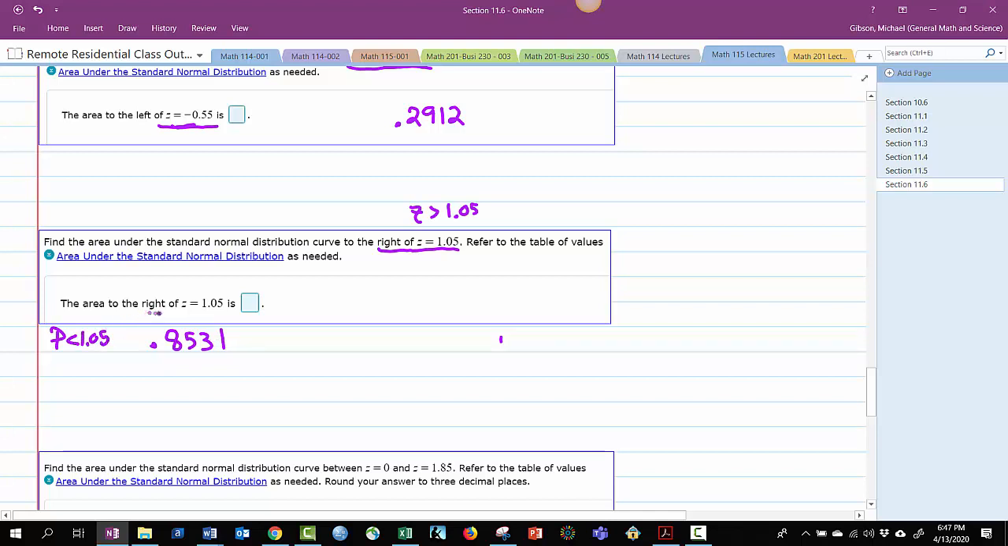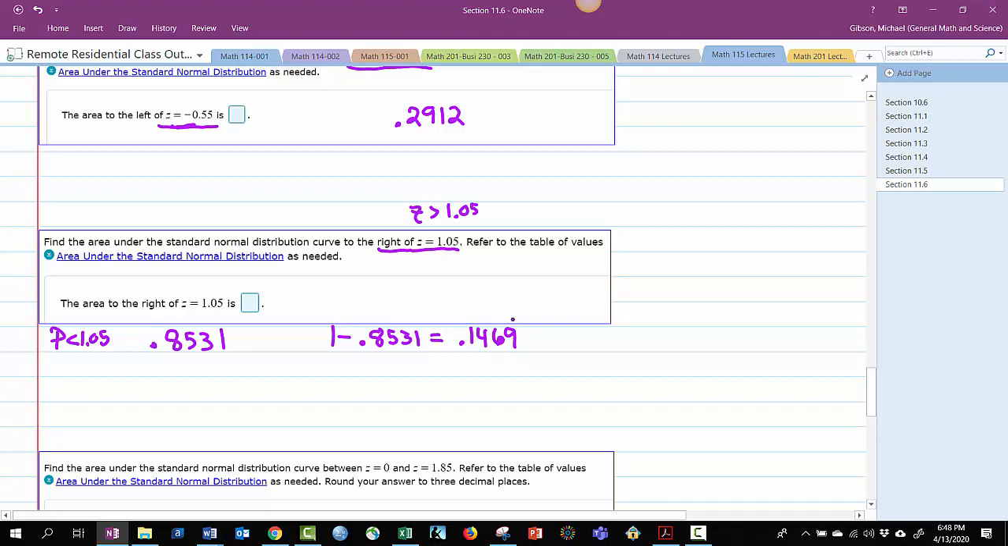I want probability being more than that. So if 1 is the total probability, and 0.8531 is the probability of being less, I want the probability of being more. I just do 1 minus that. Right? This is what we always do. We want a probability of being more than a number, look up the probability of being less than that, do 1 minus, and I get 0.1469.